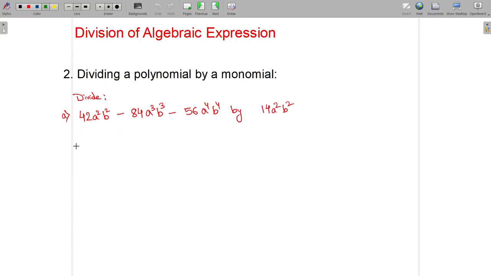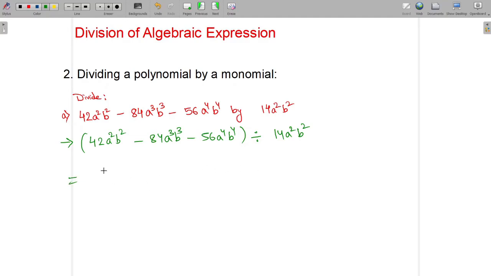Okay, so let's now go for the second type of question, that is we are going to divide a polynomial by a monomial. So out here we have 42 a square b square minus 84 a cube b cube minus 56 a to the power 4 b to the power 4. So this is the polynomial. This polynomial is getting divided by the monomial 14 a square b square.